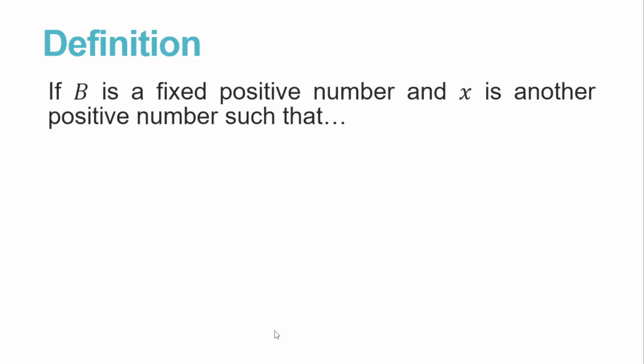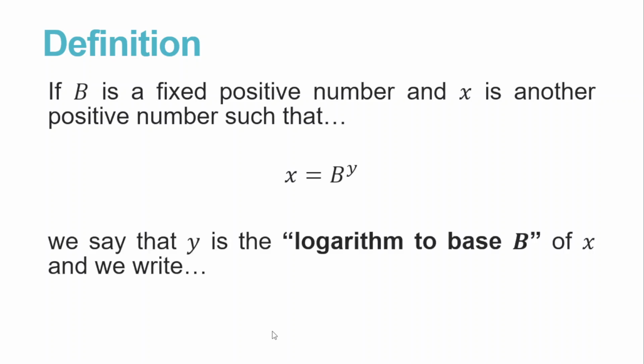If b is a fixed positive number and x is another positive number such that x is equal to b raised to y, we say that y is the logarithm to base b of x, and we write y is equal to log base b of x. So if x equals b to the power of y, then y is the logarithm of x to the base b. It's like asking yourself: what power must I raise b to get x?